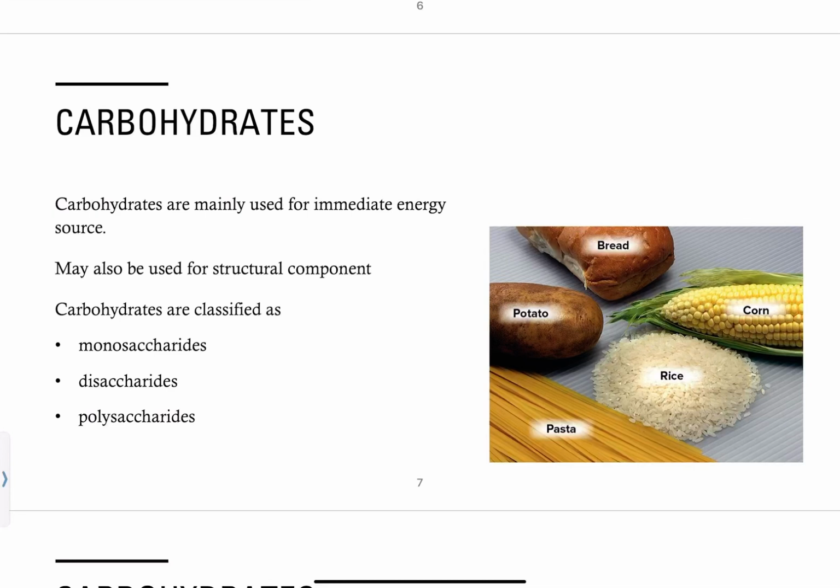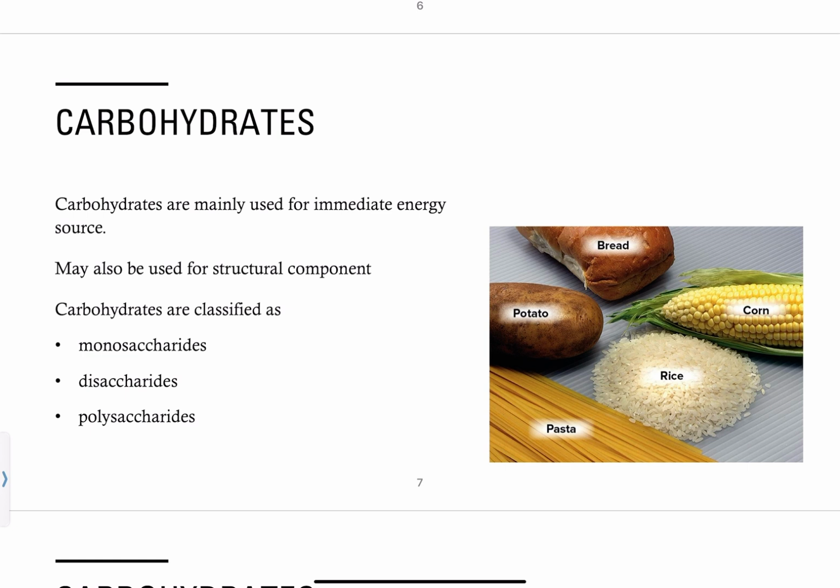Okay, so let's talk about the first of our four major classes of biological macromolecules, and that's going to be carbohydrates. So these molecules are often our body's go-to source of energy, but they also play really big structural roles in both plants and animals.